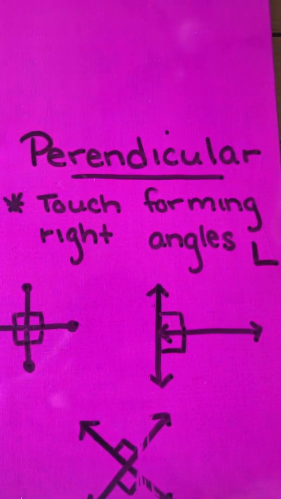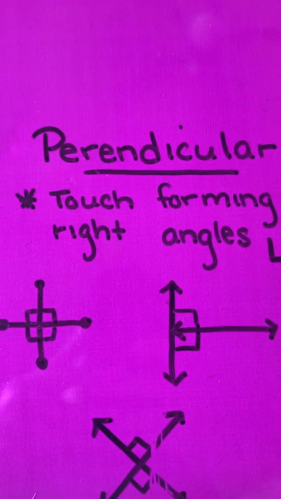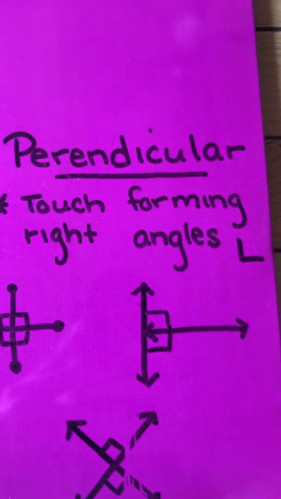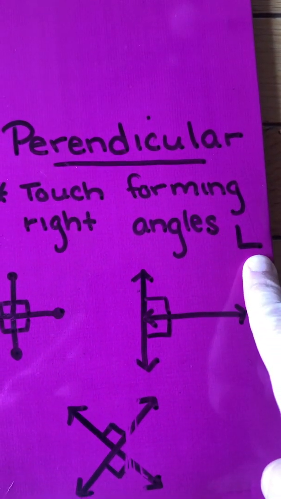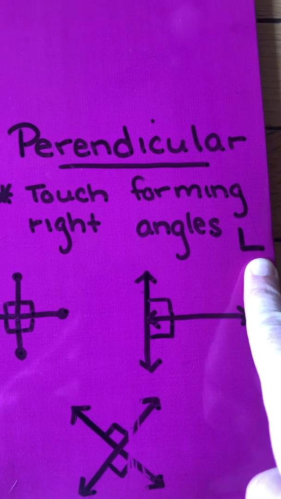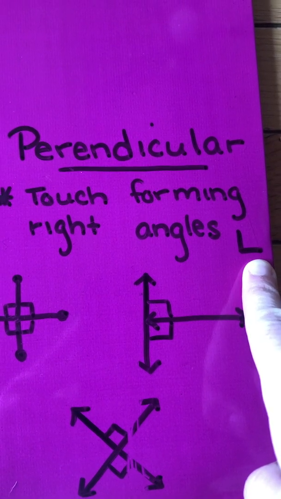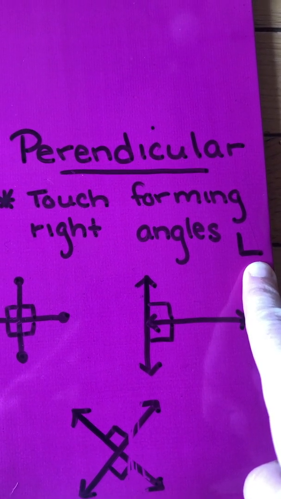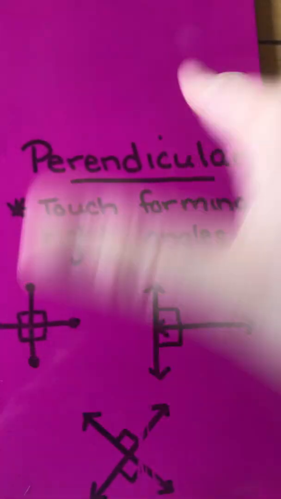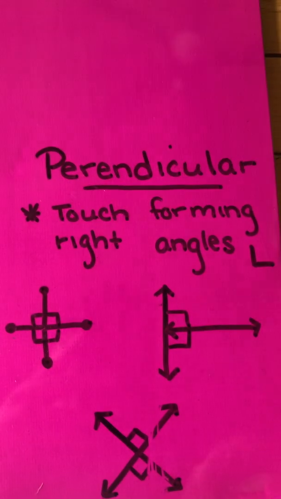And finally, we have perpendicular. Perpendicular means that they touch, but they form right angles. And I drew that letter L because that's what they will look like. You might see an L in any direction. It might be like a regular L. It could be a backwards L. It might be an upside down L.